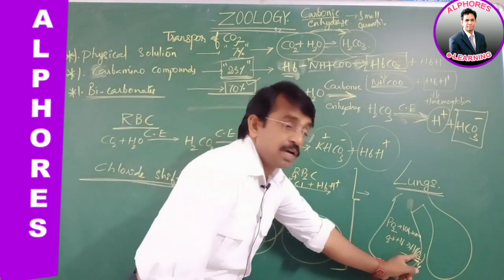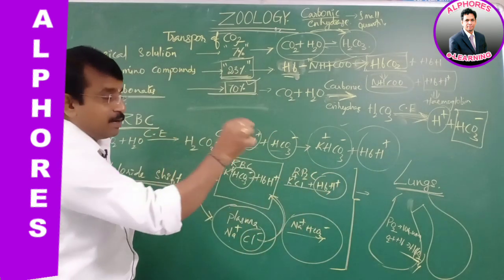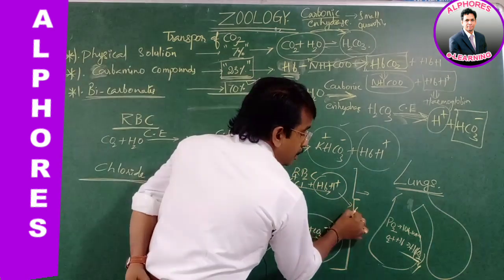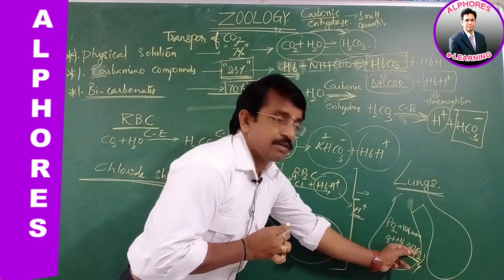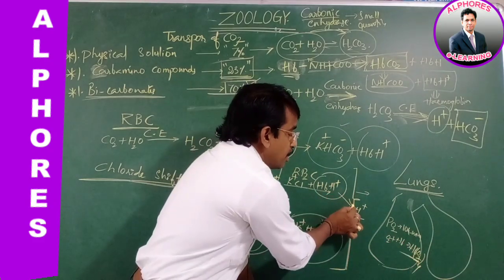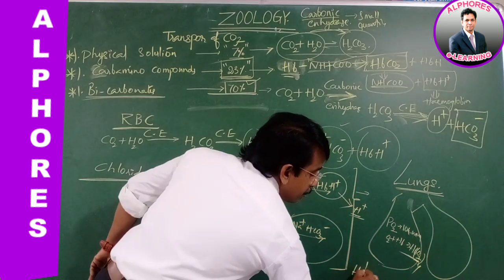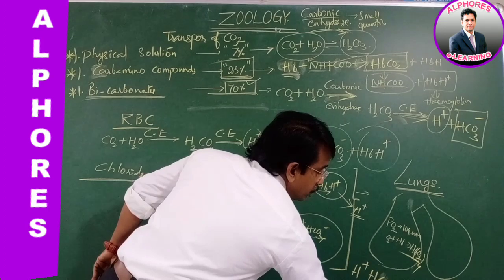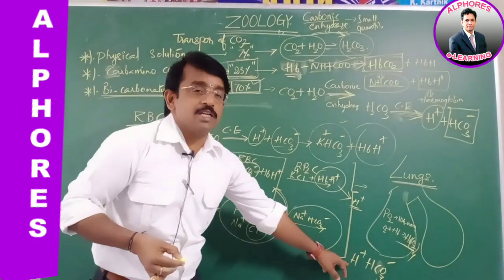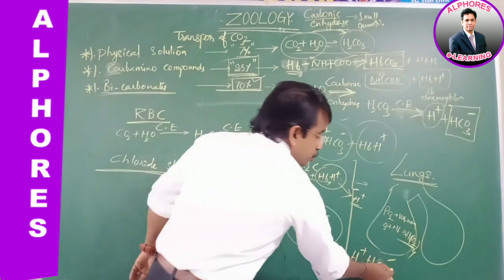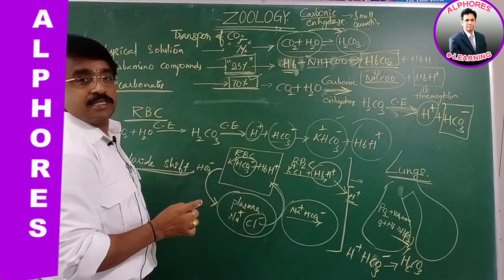Now when oxygen combines with the hemoglobin, what is liberated out from RBC? Hemoglobin, when it combines with oxygen, H plus ions are liberated. Is it right or not? Yes. The oxygen combined with the hemoglobin forms oxyhemoglobin, so hydrogen ions are liberated. This hydrogen ion combines with the HCO3 minus, and forms H2CO3. Look at here, H plus and HCO3 minus form the H2CO3.